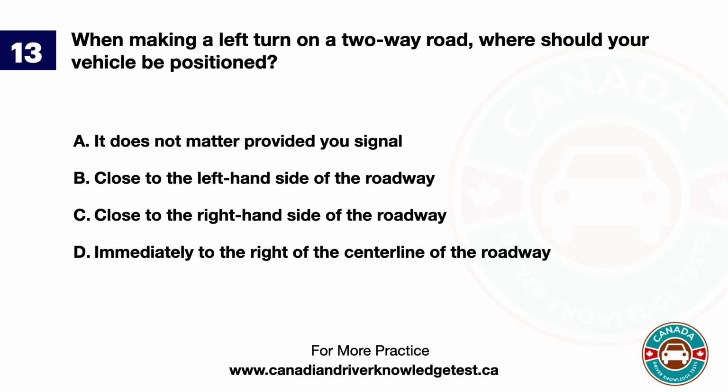Question 13. When making a left turn on a two-way road, where should your vehicle be positioned? A. It does not matter provided you signal. B. Close to the left-hand side of the roadway. C. Close to the right-hand side of the roadway. D. Immediately to the right of the center line of the roadway. The answer is D. Immediately to the right of the center line of the roadway.